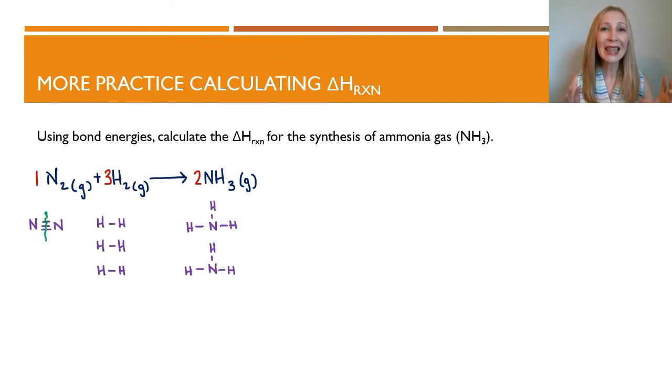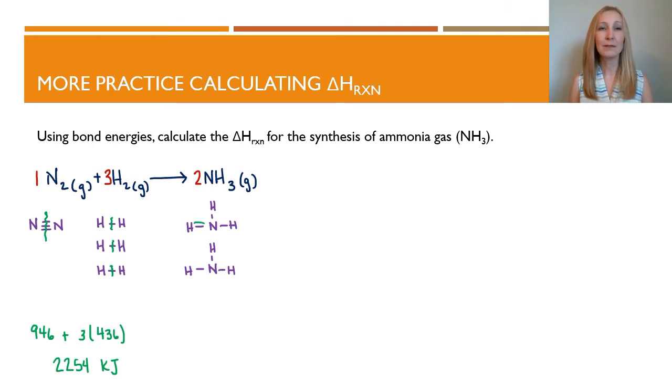So I need to break that nitrogen bond. That's a really, really strong bond, which requires a lot of energy to break, 946 kilojoules to break that one bond, 1 mole of those bonds. And then I have 3 hydrogen bonds that need to be broken, so that gives me 436 times 3. If I add these two numbers together, 946 plus 3 times 436, I get 2,254 kilojoules to break all the bonds in these reactants.